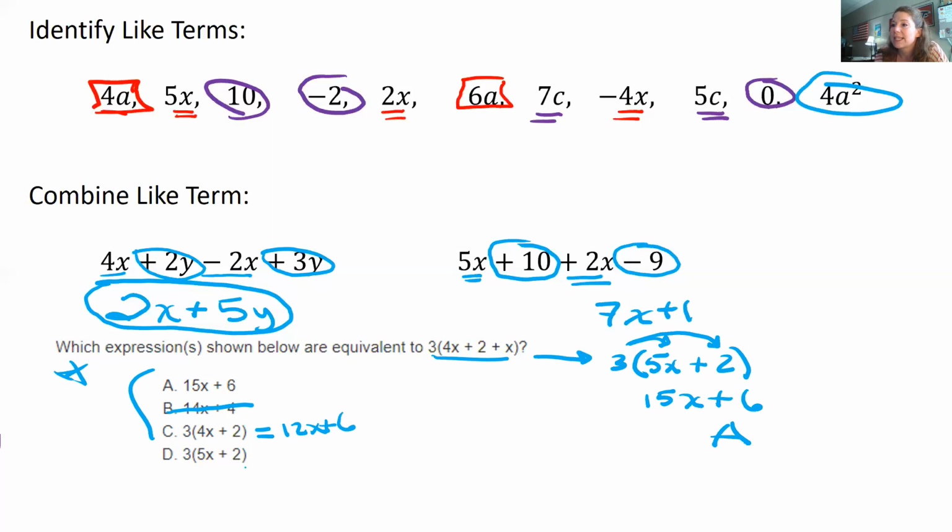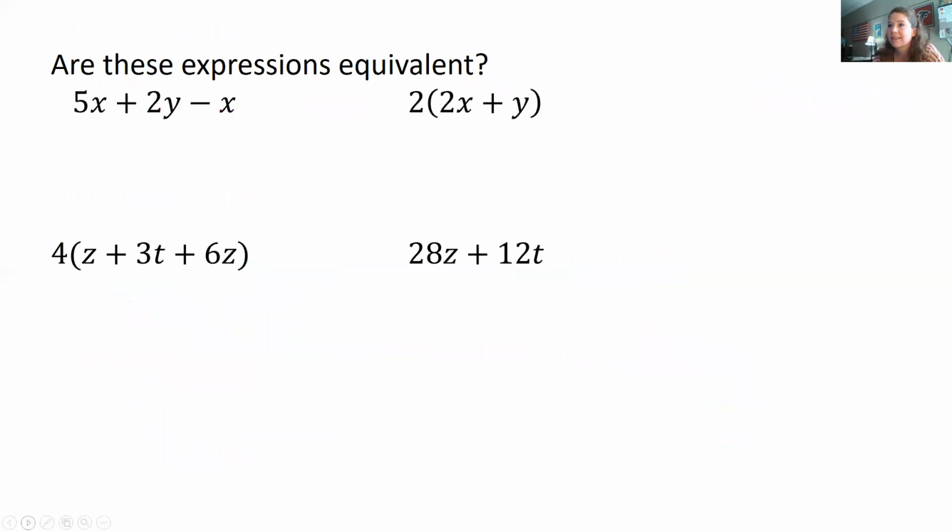Let's look at letter D. What if I use the distributive property? What's 3 times 5x? 15x. And what's 3 times 2? Positive 6. So guess what? There's two answers. The answer is A and D. They're all equivalent expressions. A and D.